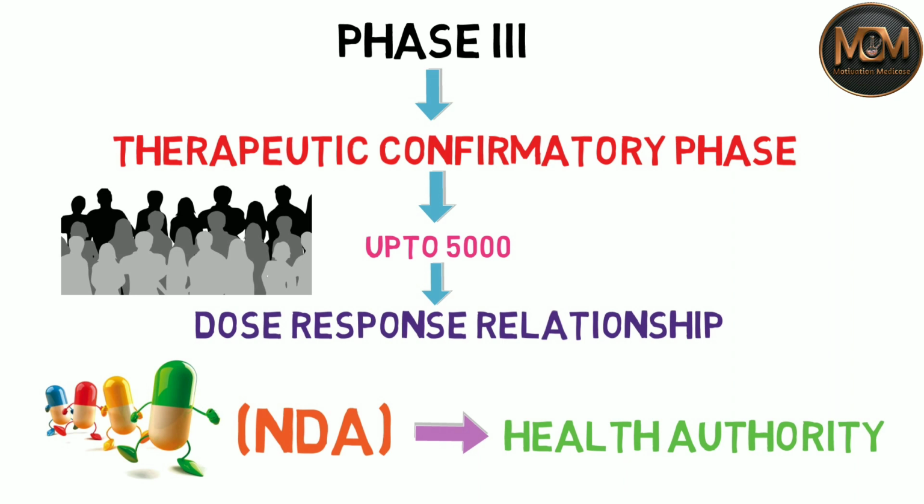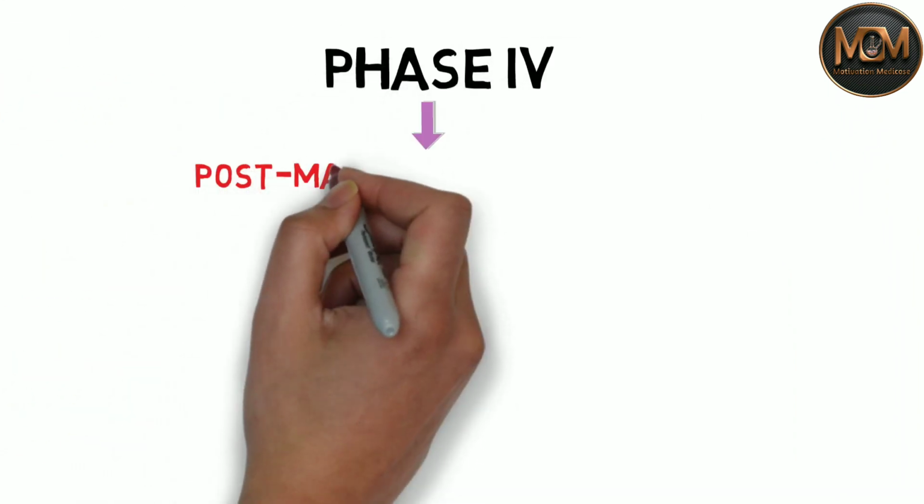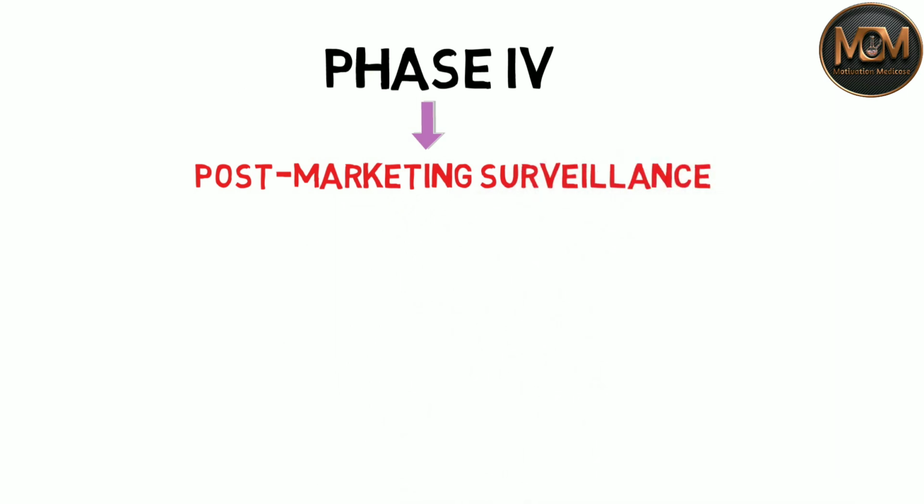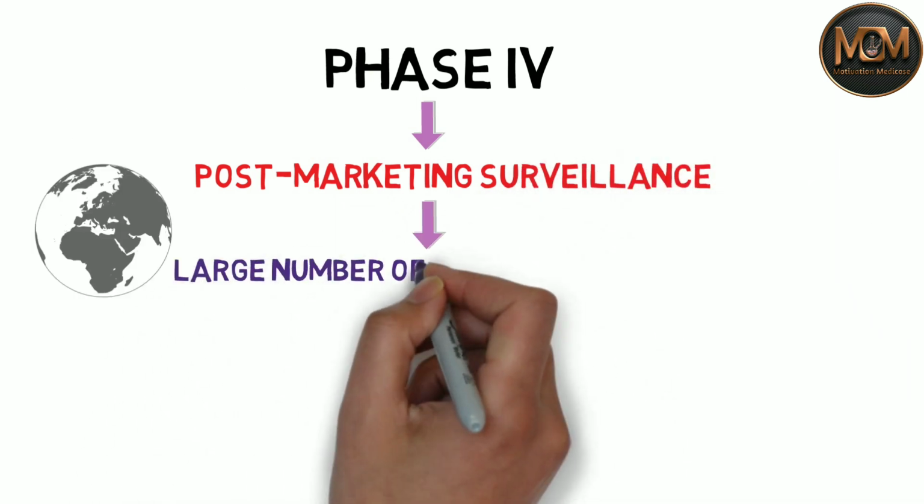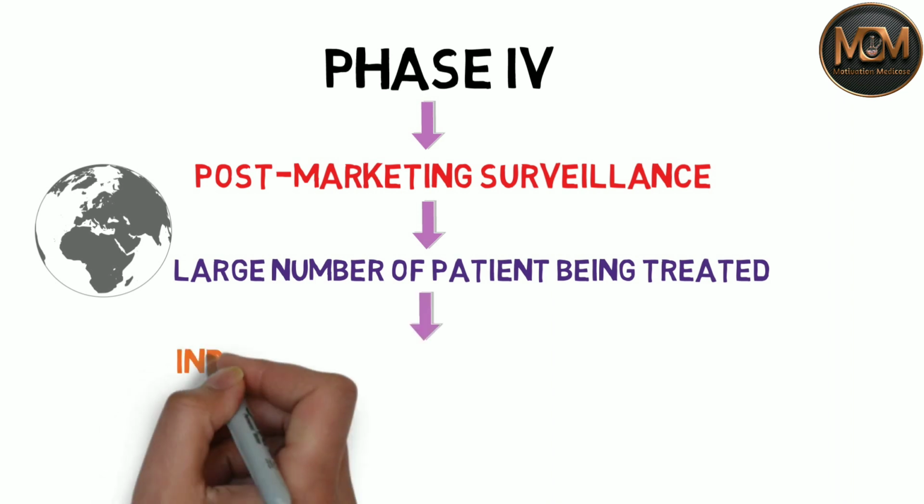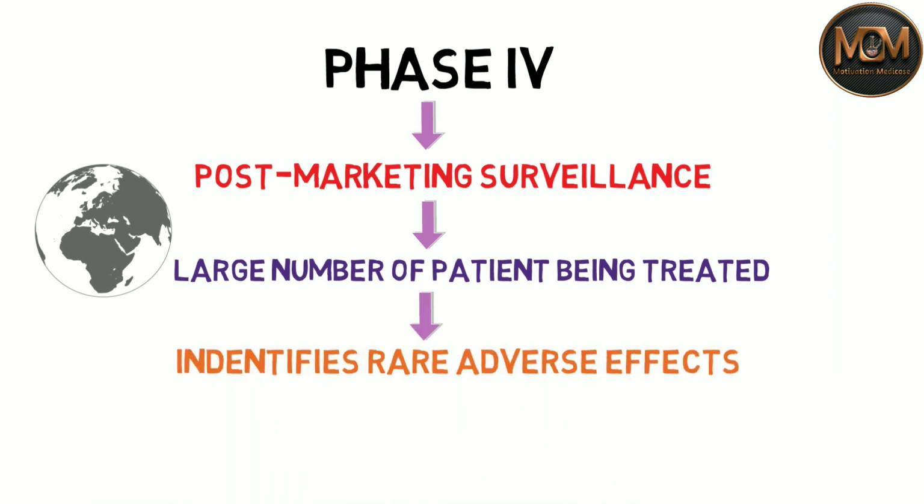Now let's take the last phase, that is phase 4, or we can say the post marketing surveillance phase. It is conducted on large number of patients being treated, and this phase is concerned about collection of additional information about safety and efficacy of the product. And the purpose of this phase is to identify real adverse effect as well. So it is all about the different phases of clinical trial.